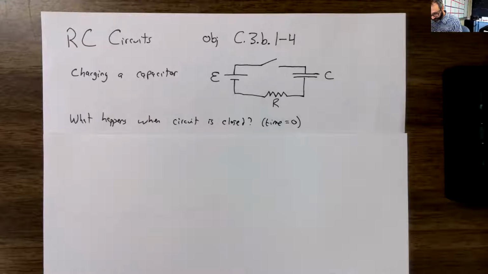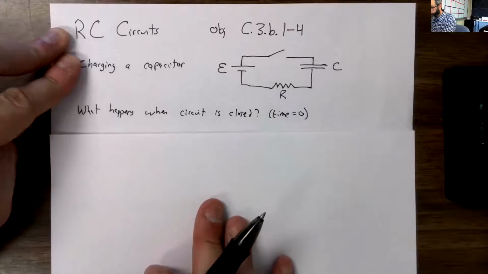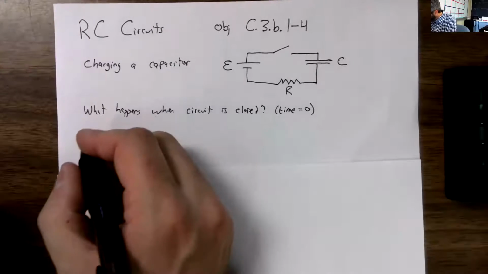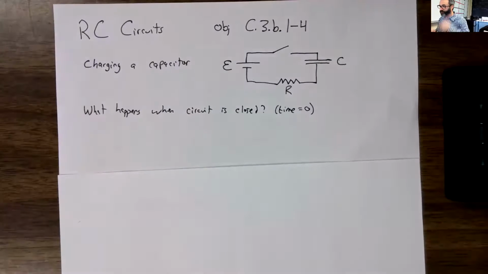What's going to change over time? Or it might help to write down the loop rule first. Let's see what happens. We've used Kirchhoff's rules before to analyze circuits, and that's what we're going to do here.